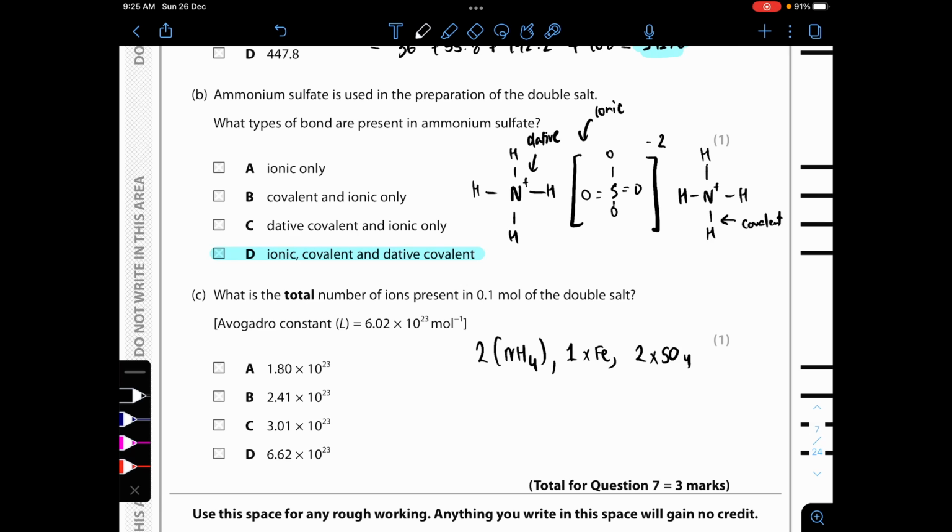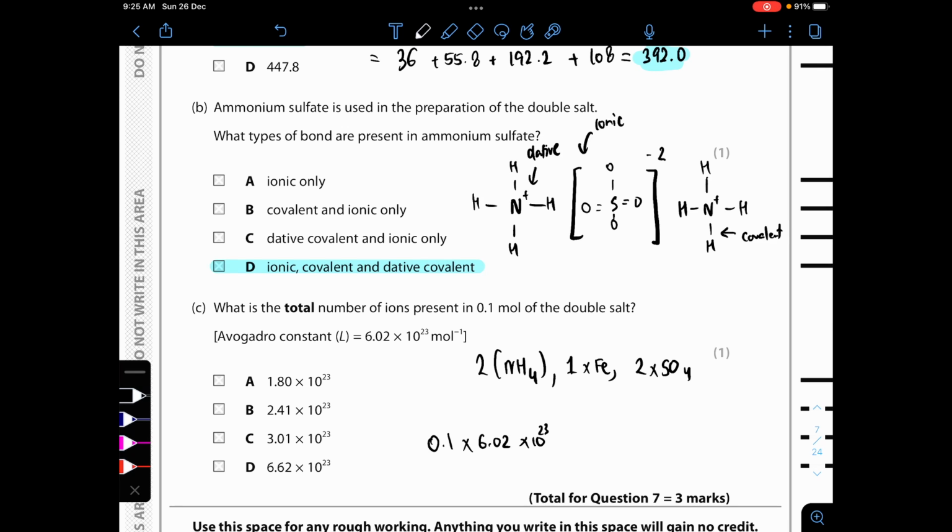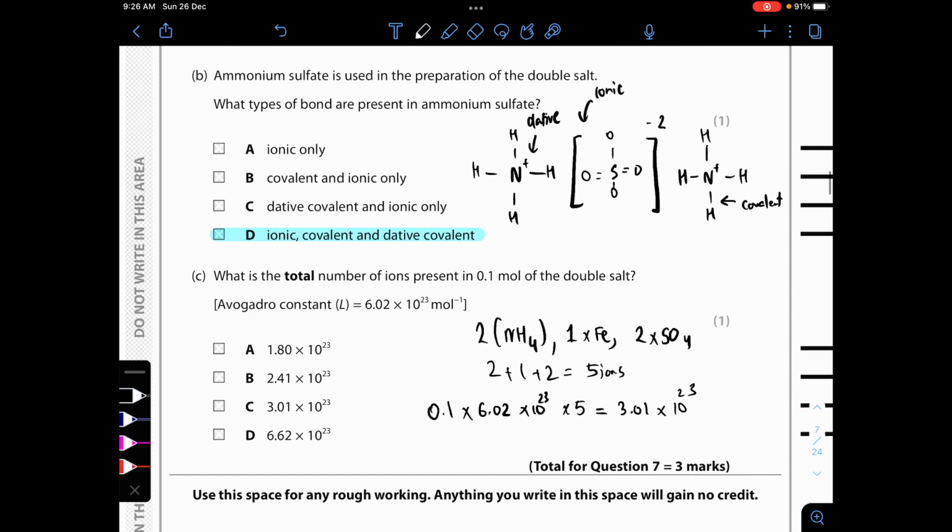Let's now look at the ions present. To find the ions, we have 0.1 moles times 6.02 times 10 to the power of 23 to get the number of molecules present in the double salt. And then you times by 5, because you have 2 plus 1 plus 2 to get the 5 ions. So this will give us 3.01 times 10 to the power of 23. So our final answer will be 3.1, so that's C. Alright, so that's part C done.